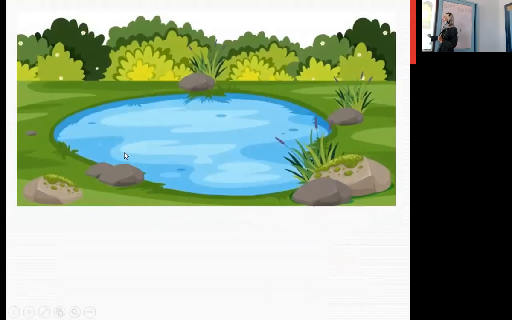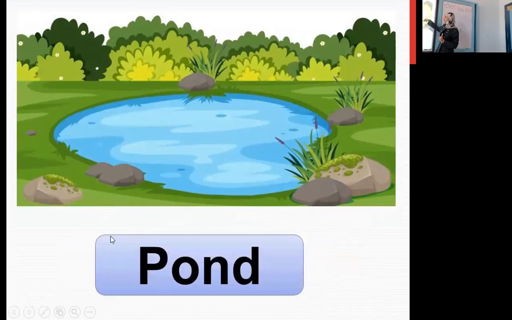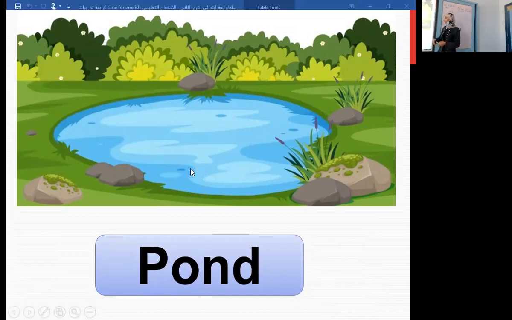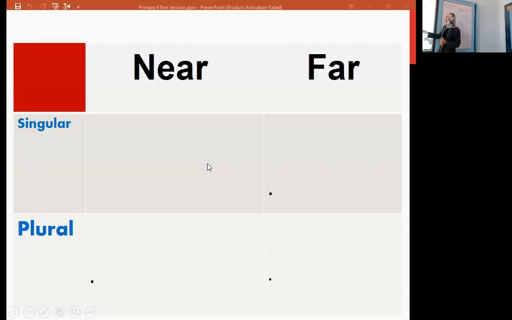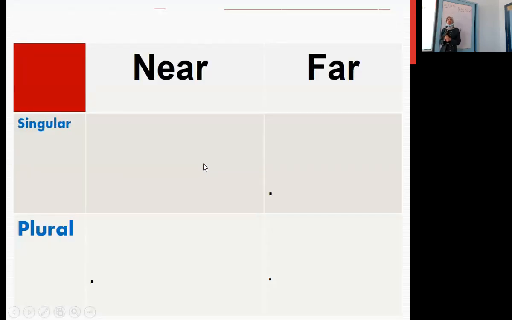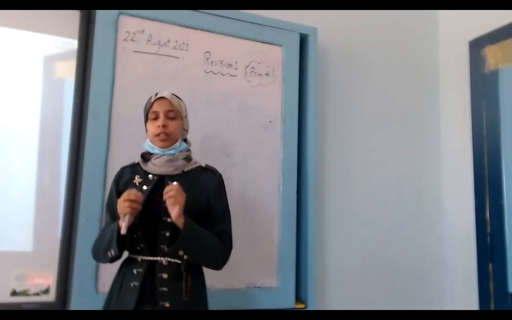And what about this? This is a part of land or a part of the ground that is full of some water. So this is called pond. Pond. Okay, so I can say, for example, next to my house, I can find a pond. Let's move to something else, which is the most important structures and the most important language functions in these two units.